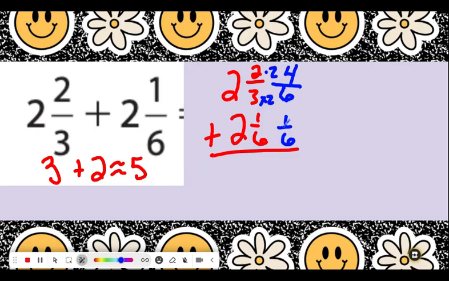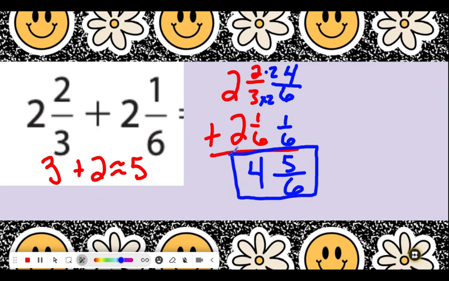So now I have 4. Because now we add our numerators. 4 plus 1 is 5. We keep the denominator as 6. And then we add our whole numbers. 2 plus 2 is 4. So our answer is 4 and 5/6. And that is close to 5.